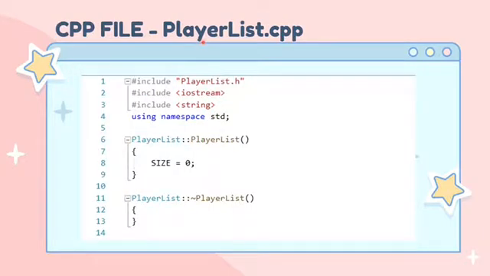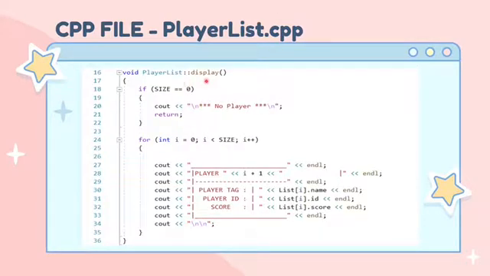This is our playerlist.cpp file, where we define all the constructor, destructor, and functions that have been declared in the header file just now. This is the definition of the display function that we have declared in the header file. So this is the output that we want to display, the record of the players.